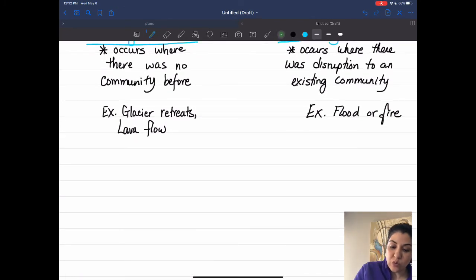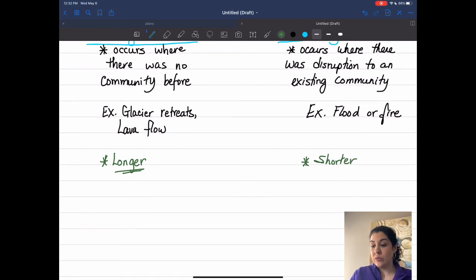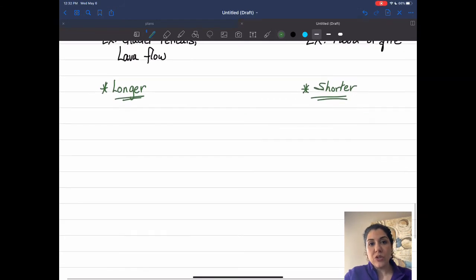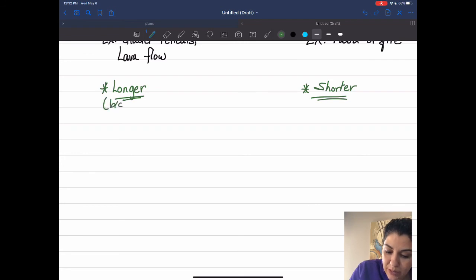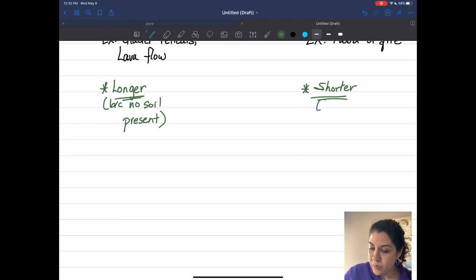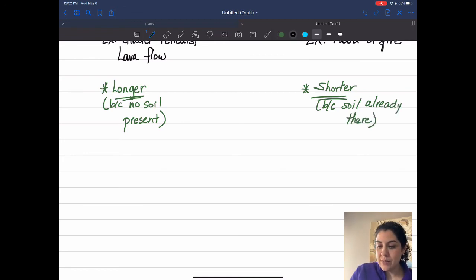So when it comes to these two, this one is going to take much longer, whereas this one will develop in a much shorter period of time because I had the soil, right? So the progression of these two is going to be the same. So I'm going to say longer because no soil present, and shorter because soil already there. So the progression is going to be the same for these two. They proceed the same way.